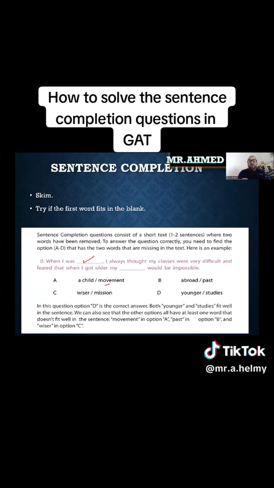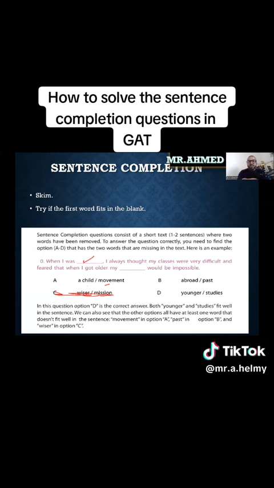So the word wiser here doesn't fit the context. So you simply omit the word wiser, and if you omit one word, that means the whole choice is wrong. So basically, you don't need to think about C anymore, and then you move on. When I was younger, okay, this one works. So let's move on to the second blank.